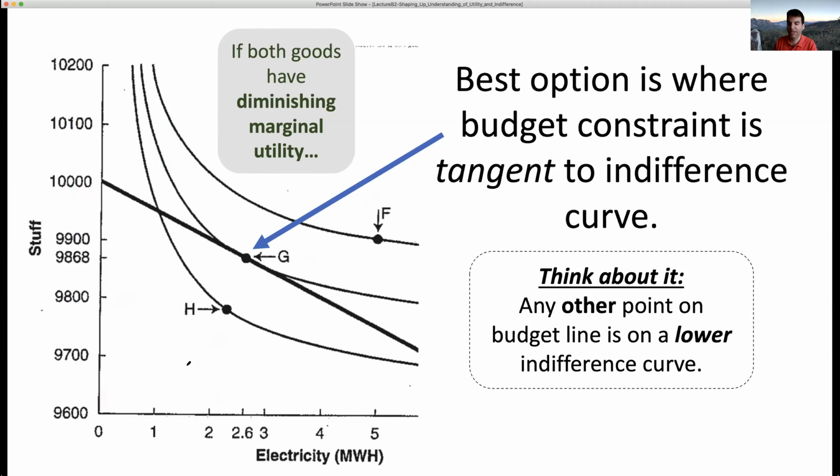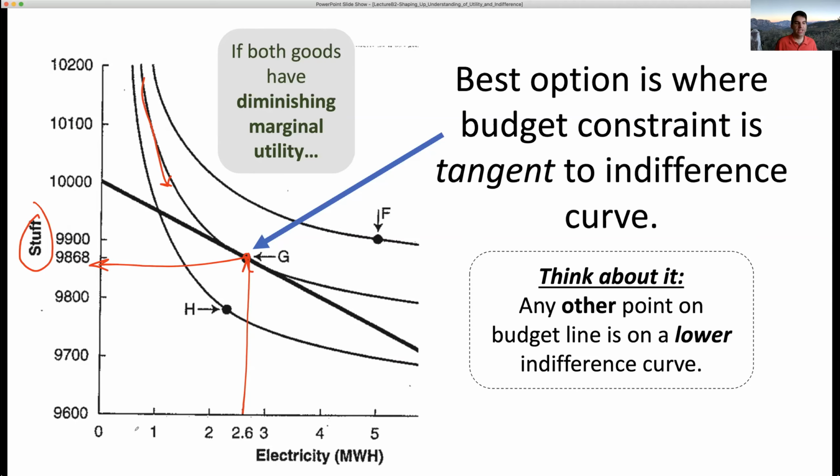Okay, thank you. So in the chapter, this is the example they give. Same graphic that I've given you. This is household consumption. They're saying that this household will consume 2.6 megawatt hours of electricity, and they will consume 9,868 units of everything non-electricity. That is because there is a certain utility that they have for both electricity and non-electricity, and that's captured by this indifference curve. And there's a certain budget constraint line, and where the two of them meet is where we expect them to be.